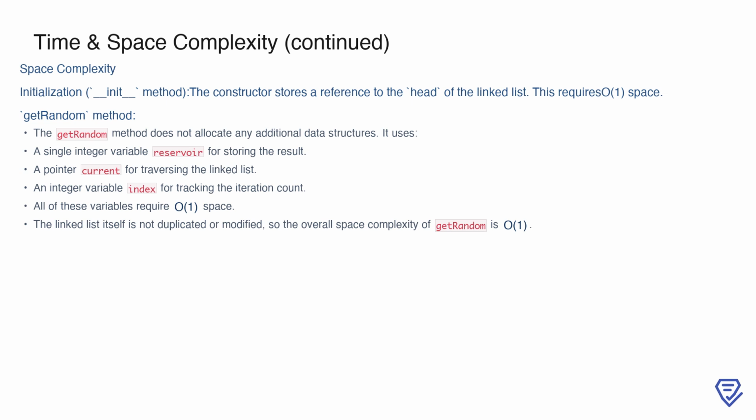For the getRandom method, it does not require any additional data structures. Instead, it uses only a few variables: an integer reservoir to store the random node's value, a pointer current to traverse the linked list, and an integer index to track the current iteration number. Since all of these are simple variables, they collectively consume constant space, or O(1). Additionally, because the algorithm does not create a copy of the linked list or modify it in any way, the overall space complexity of the method remains O(1).